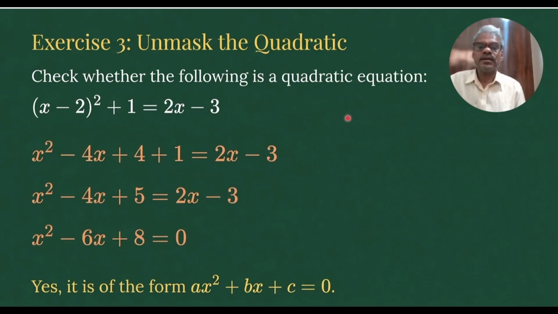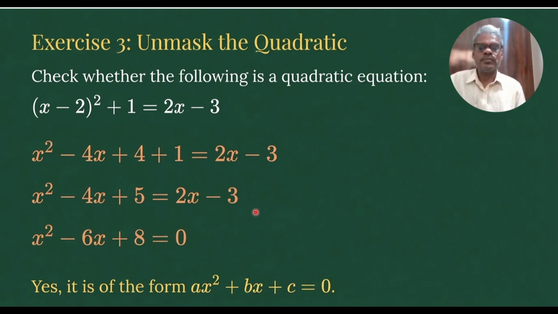Unmask the quadratic equation. Check whether the following is a quadratic equation: (x minus 2) whole squared plus 1 is equal to 2x minus 3. As this is not in the standard form of a quadratic equation, ax squared plus bx plus c is equal to 0, we have to simplify this first. Expanding (x minus 2) squared, we get x squared minus 4x plus 4 plus 1 is equal to 2x minus 3. 4 plus 1 gives 5, so the left hand side becomes x squared minus 4x plus 5 is equal to 2x minus 3.